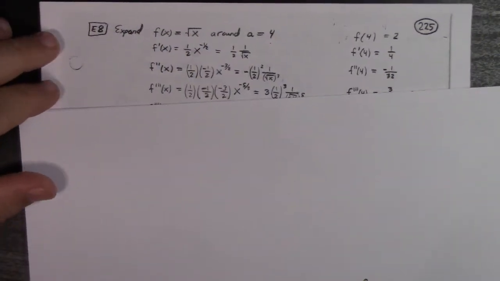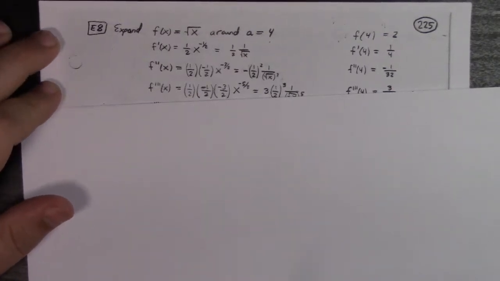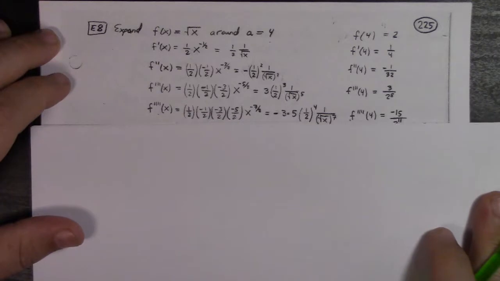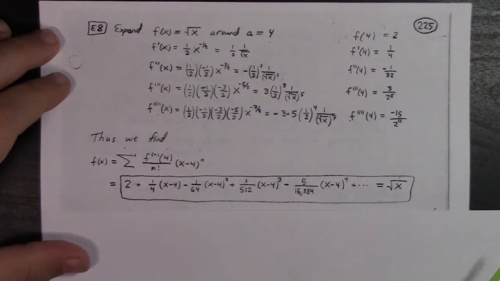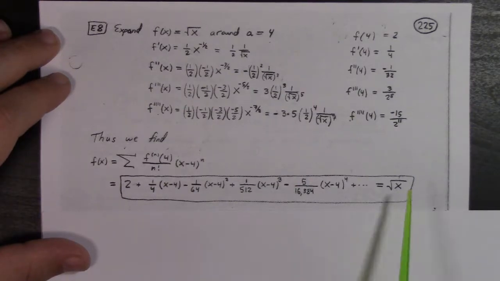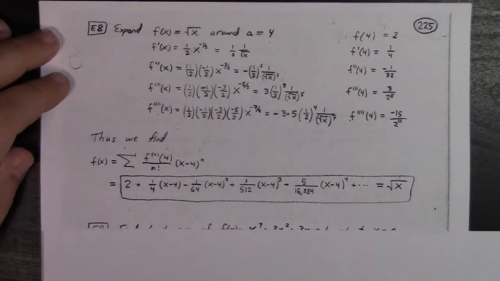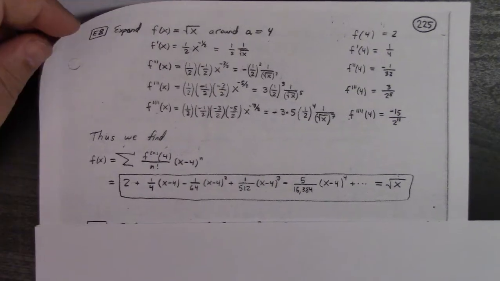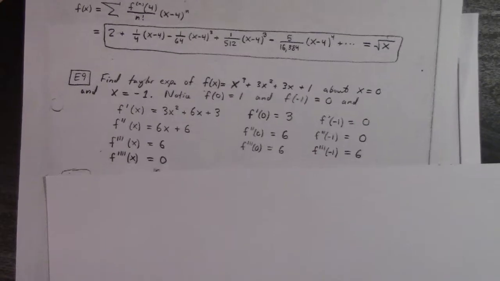Here's another example. We're looking at the square root of x around a equals 4, out to the fourth order. So I do my differentiations, I plug in my values, and here is the square root of x centered about 4 out to the fourth order. Yowzers, that's quite a thing. Another example, example 9 here.